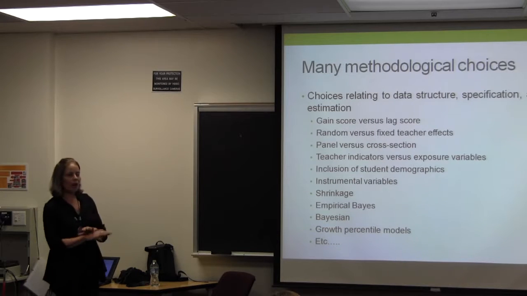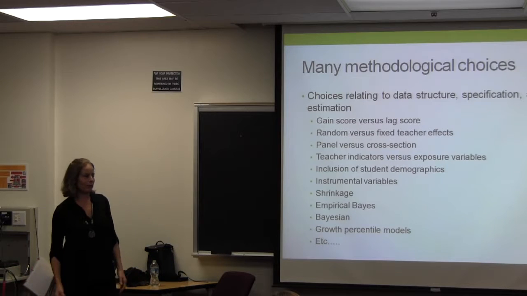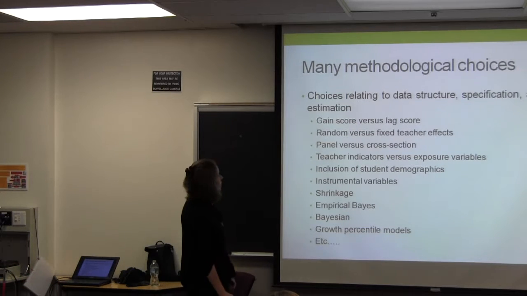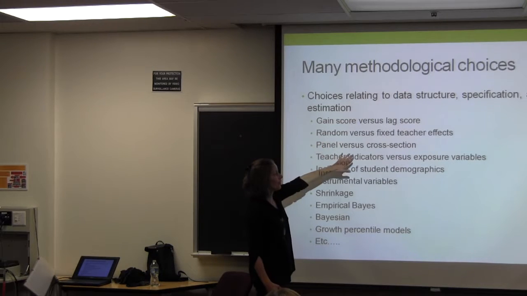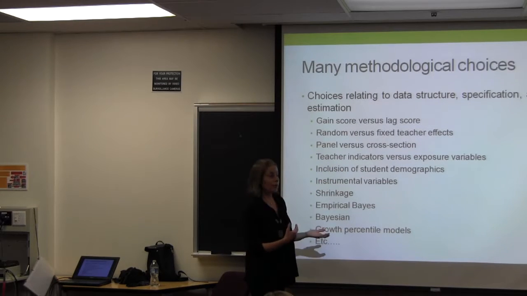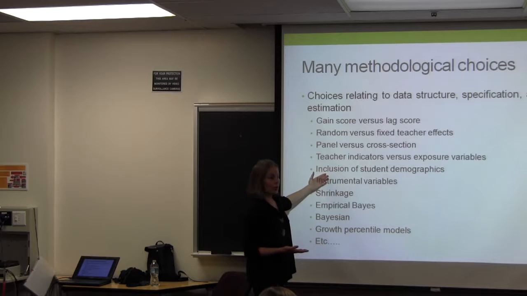All right, so there's a whole big bag of tricks that you can pull from to estimate that. You can do things like the gain score equation versus the lag score equation. You can do random versus fixed teacher effects, and panel versus cross section. You can use teacher indicators versus exposure variables. You can include or not include student demographics. Some people argue against including student demographics. You can use instrumental variables.